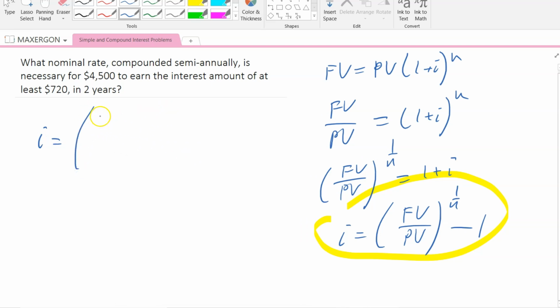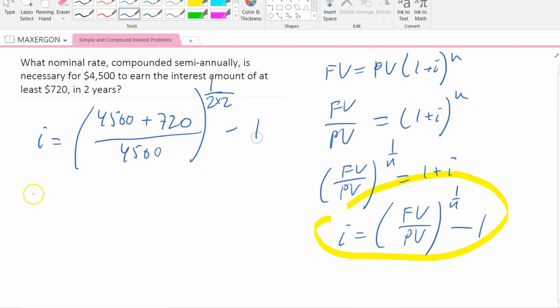So future value is 4,500 plus 720, that's the future value because you take the present value plus the interest earned, divided by 4,500, to the power 1 over total number of periods. So the rate is compounded semi-annually for 2 years. So we have 2 times 2 because we have in total 4 semi-annual periods in 2 years, minus 1.